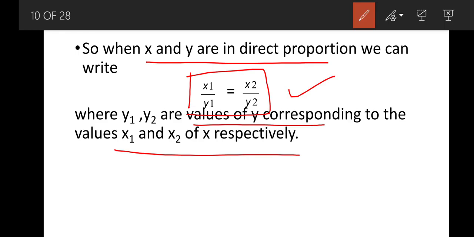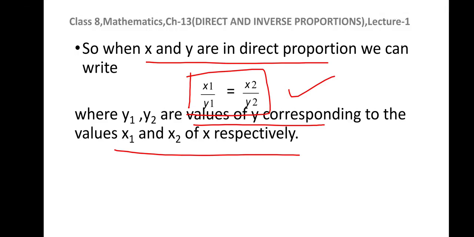As we have seen in the previous example, if the weight of sugar keeps on increasing, cost will also keep on increasing. And after taking their ratio, we found that x over y does not change. So x over y is constant. That is why it can be written in this manner, that x1 over y1 is equal to x2 over y2.